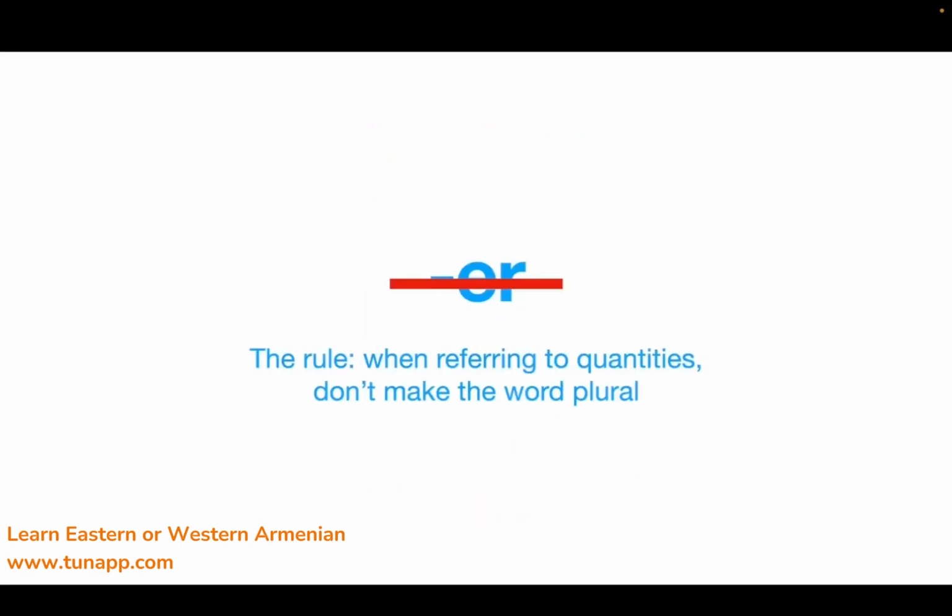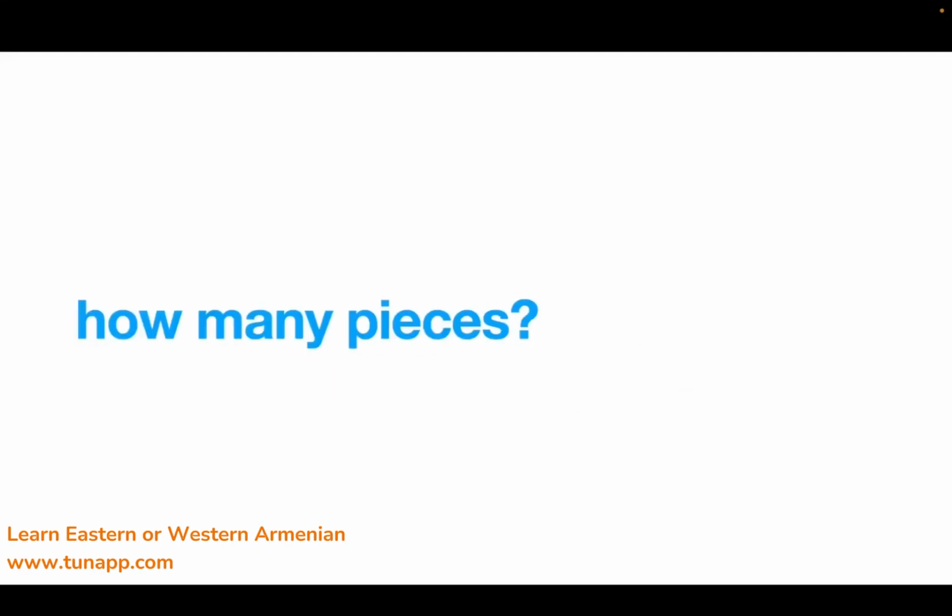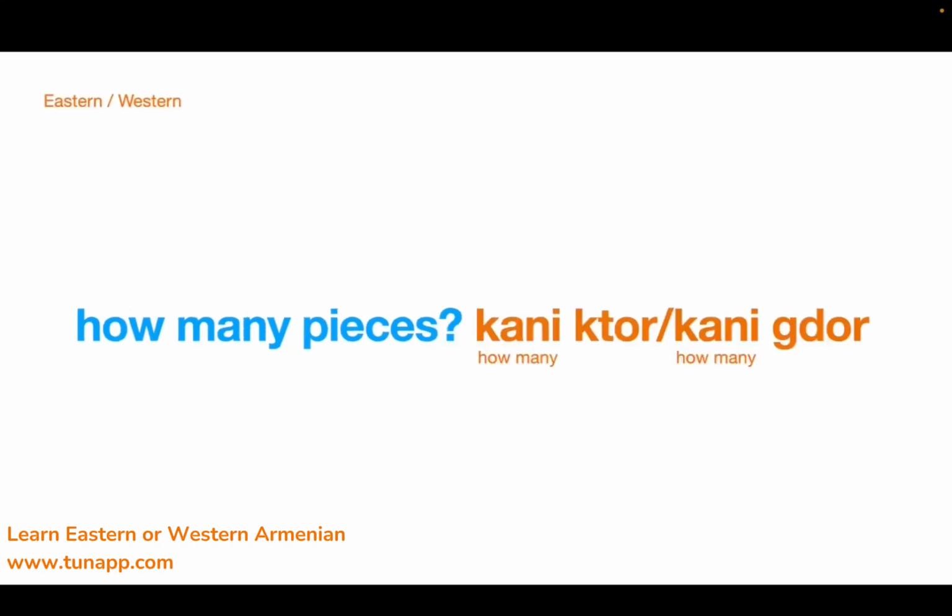Okay, so recap of that one. When referring to quantities, don't make the word plural. This rule extends to when we're talking about how many pieces of something. In this case, we're asking a question, not using a number at all, but we're still talking quantities.